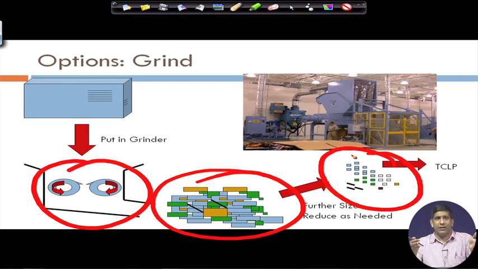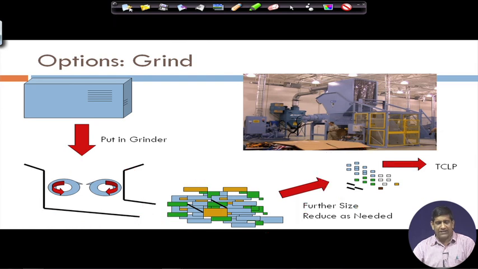Because what is the TCLP, toxicity characteristic leaching procedure? The test requirement is the size has to be less than a centimeter. So less than 1 centimeter it should be. That's why it has to pass through a sieve which has a hole of 1 centimeter. So that's why we need to do the size reduction.